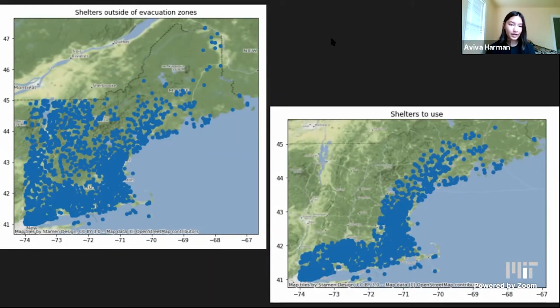So in the map on the left, the shelters inside evacuation zones have been filtered out. And then on the right, the shelters that are closest to people who need to be evacuated are singled out, so transportation time is minimized.